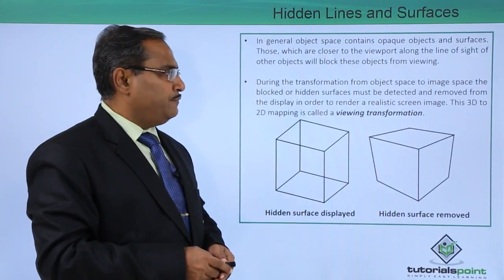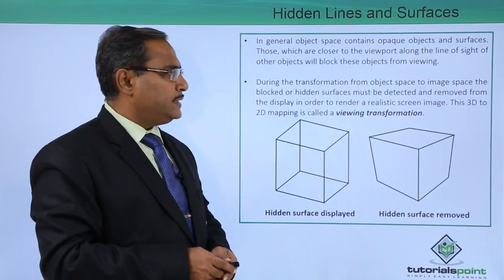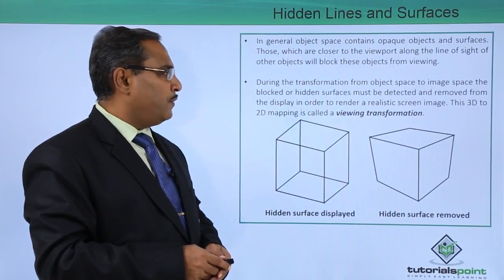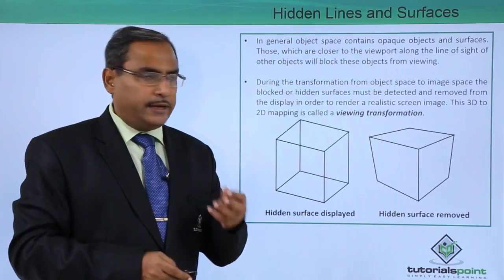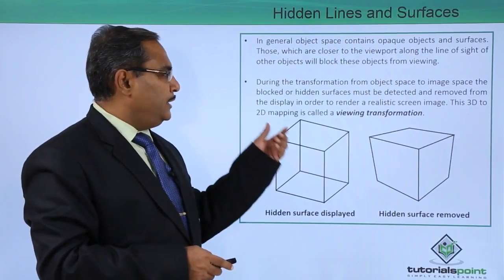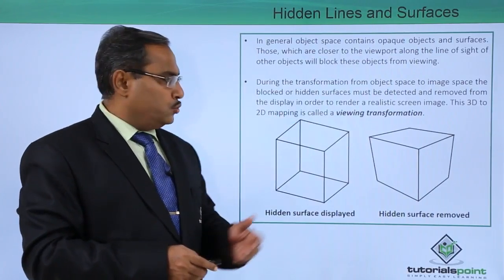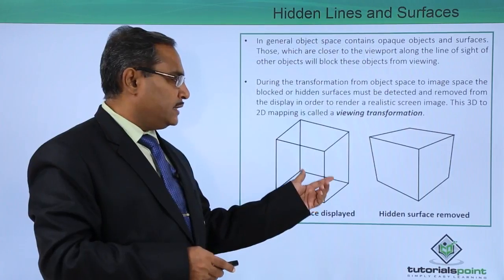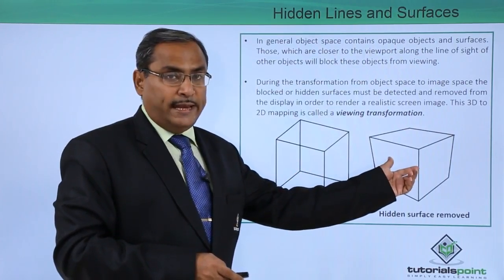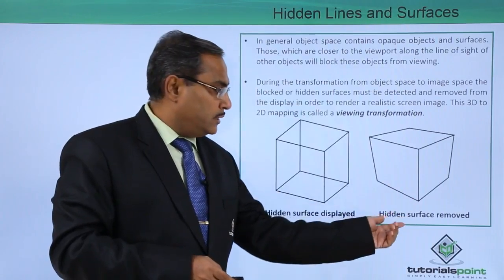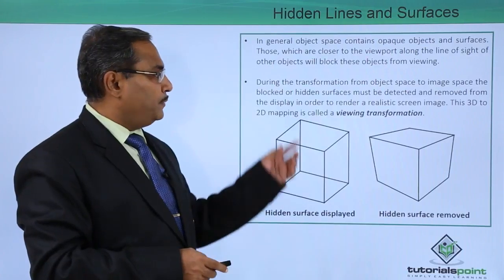During the transformation from object space to image space, the blocked or hidden surfaces must be detected and removed from the display in order to render a realistic screen image. This 3D to 2D mapping is called viewing transformation. So this is how our hidden surfaces are getting displayed. When you go for the elimination of the hidden surfaces, the hidden surfaces will be removed and this particular diagram will be obtained.